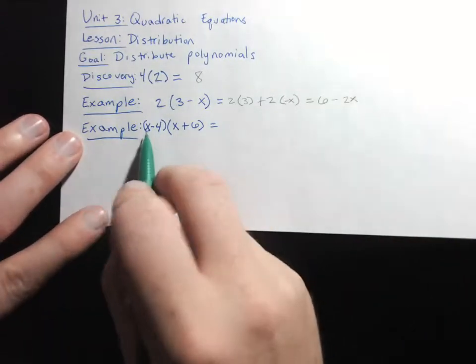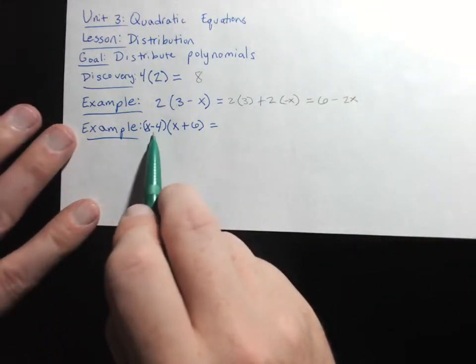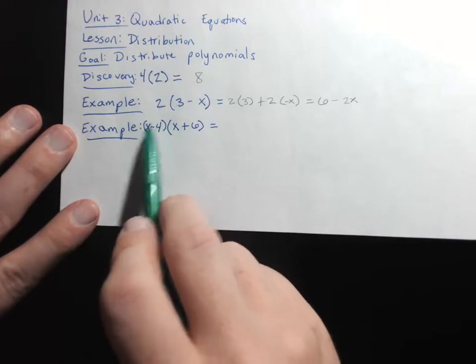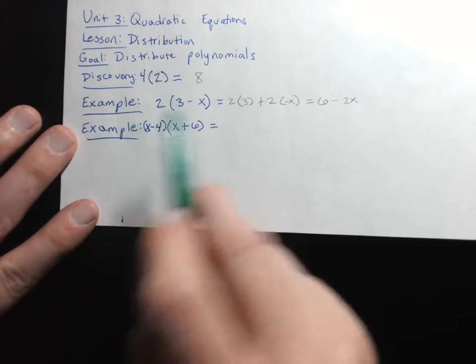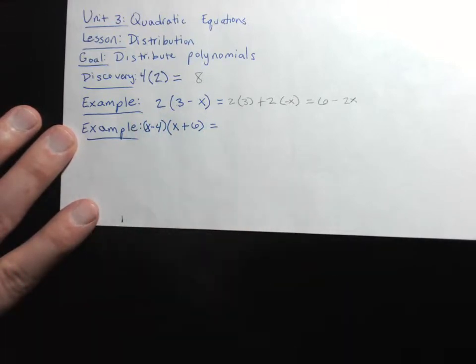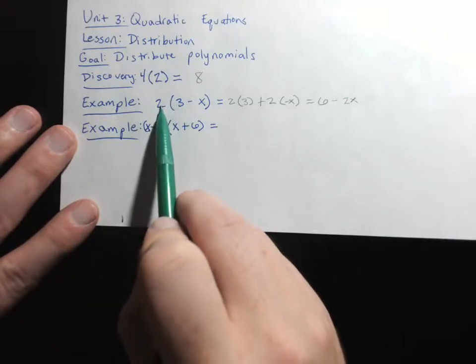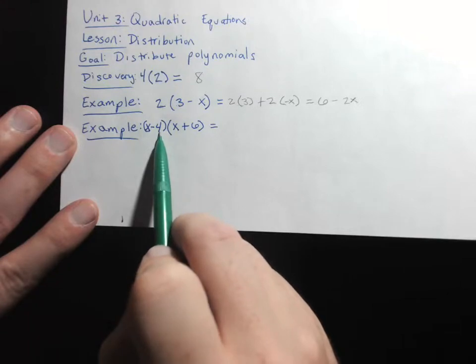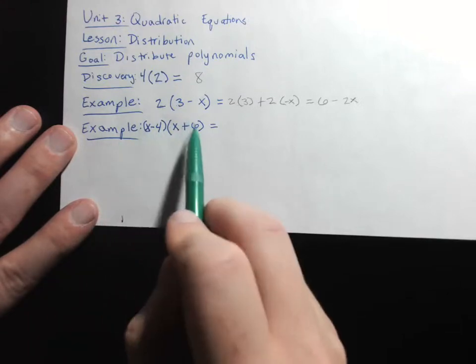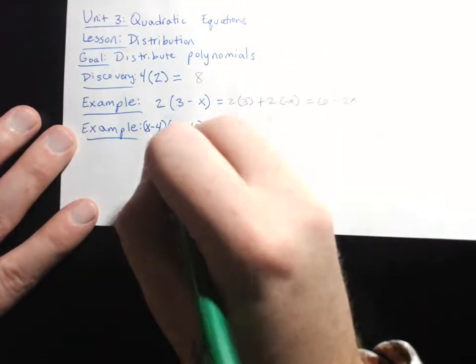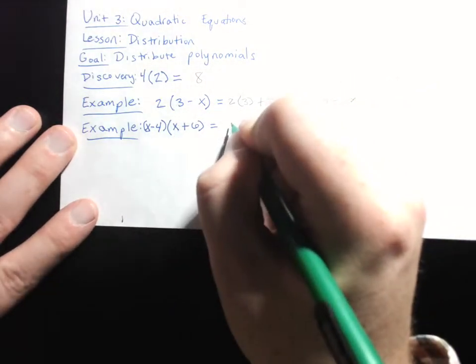Now look back at this one. Looks different again because I have some stuff over here in parentheses and some stuff over here in parentheses. It's really the exact same as this, except instead of one number outside the parentheses, I have 2 terms. So I'm going to have to take this term, multiply it times both of these, and then this term times both of these.